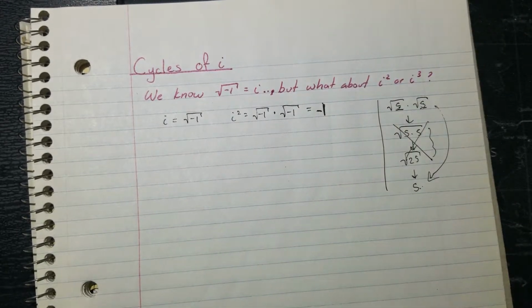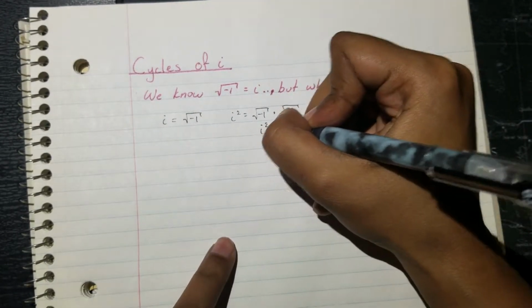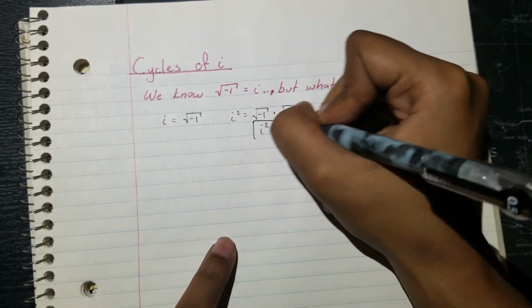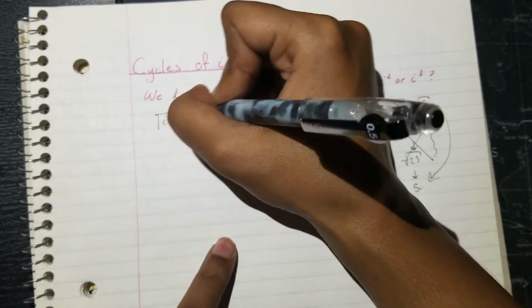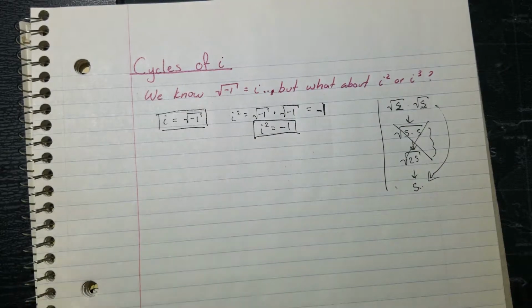We end up with -1. So i squared is -1. That's another fact. So this is our first fact. This is our second fact.